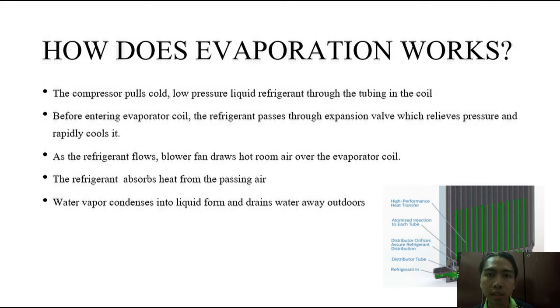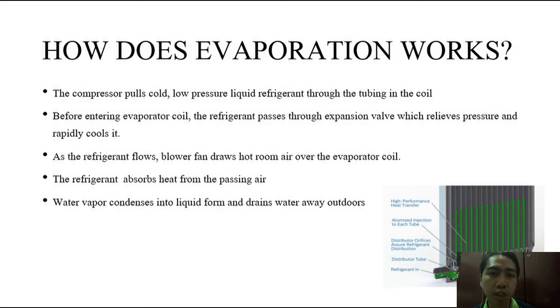So, how does it work? As the system runs, the compressor pulls cold low pressure liquid refrigerant through the tubing in the evaporator coil. Before entering the evaporator coil, the refrigerant passes through a special valve. This valve releases pressure from the liquid refrigerant, which rapidly cools it. The liquid refrigerant leaving the expansion valve is quite cool, which is what allows it to absorb heat from the air. The expansion valve also controls exactly how much refrigerant flows to the evaporator.